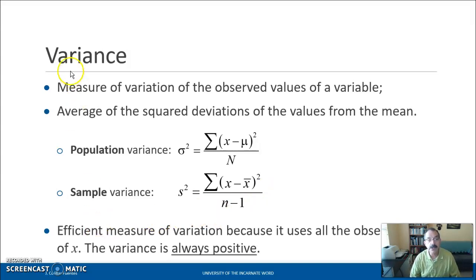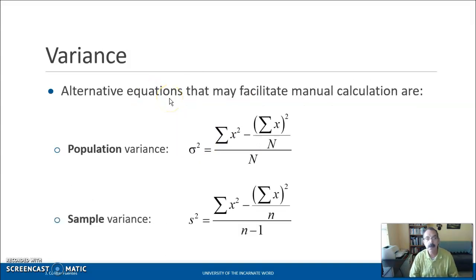All right, so variance is a very efficient measure of variation because it uses all the observed values. And one thing to remember, the variance is always positive because you're squaring the differences. So if you have a negative difference, let's say minus 3, and you square it, well, it's minus 3 times minus 3. Well, it's 9, because minus times minus is a positive quantity. So remember, the variance is always positive.